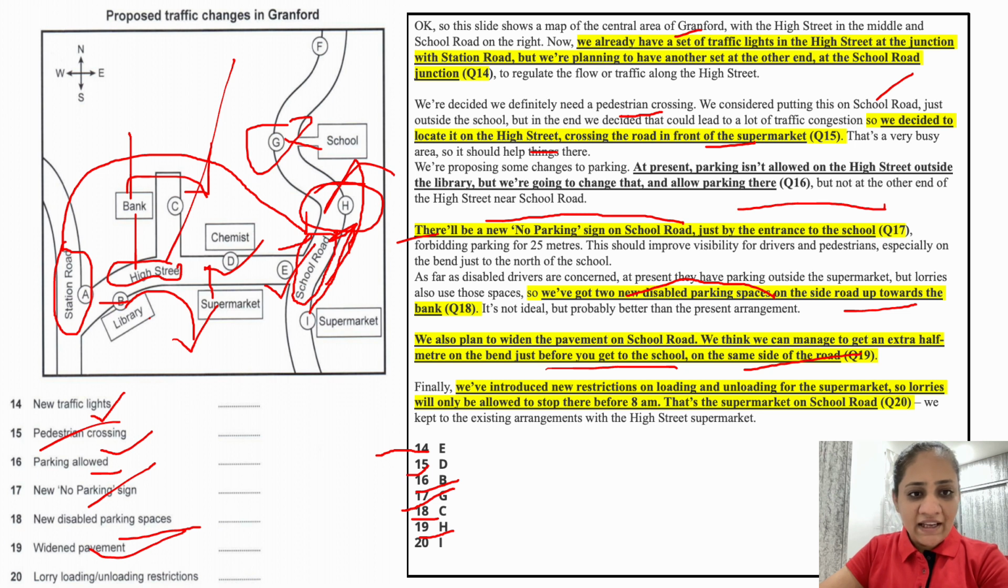Now the last one is, we have introduced new restrictions on loading. So loading, yes, lorry loading for the supermarket. So lorries will only be allowed to stop there before 8 a.m., and there's a supermarket on the school road. So where is it? Supermarket is I. Already they have given the keyword, that is supermarket, and nearby the supermarket you have I. So 20's answer is I. I hope that we have cleared all the doubts for the map. You just have to focus on the directions, the left and right, and you can get the answers correct.